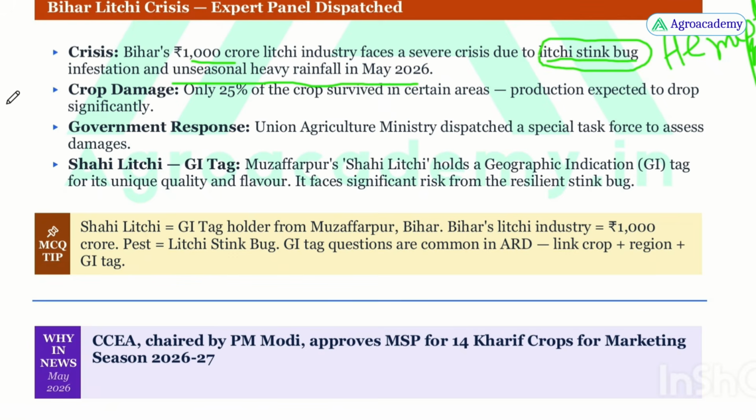And how much crop damage has happened? Only 25% of the crop has survived in certain areas, and more than 1/3 has been damaged. Production is also expected to drop very significantly. That's why the Union Agriculture Ministry has ordered the constitution of a special task force to assess the situation.